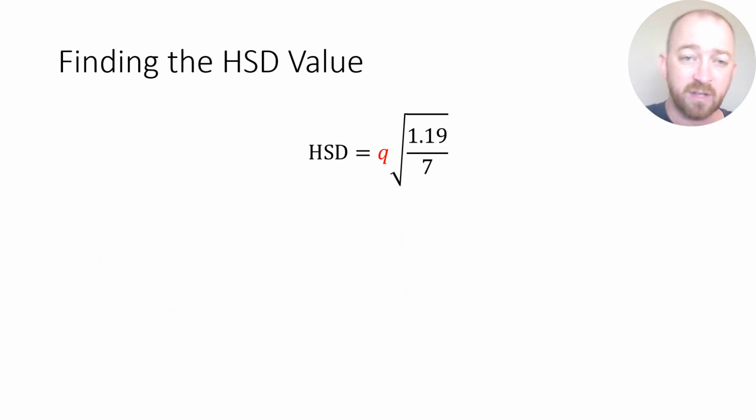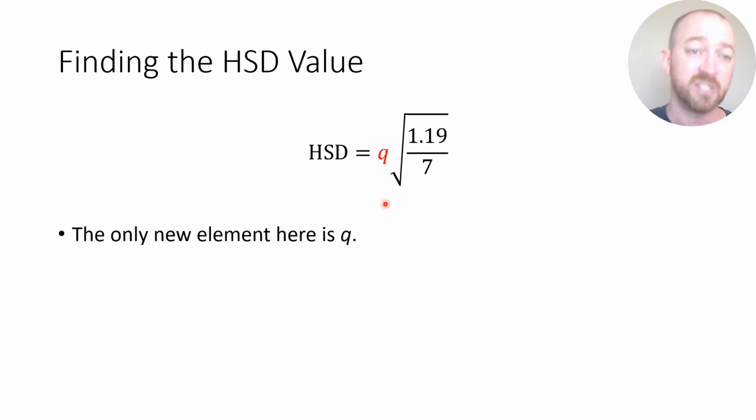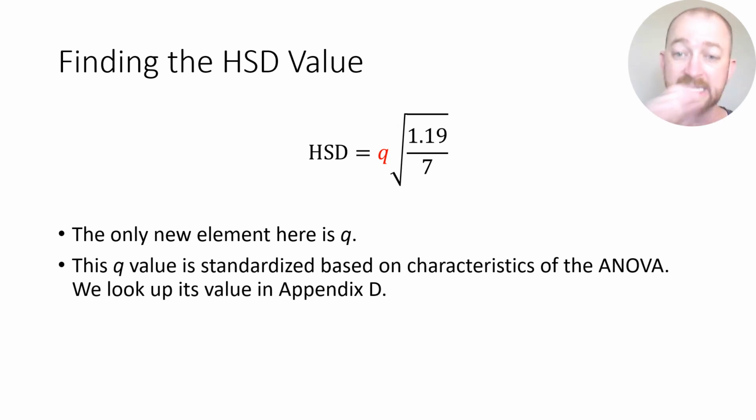So the last value then, as you can see here, I plugged in 7 because that's what it is in this case, and our mean squares within is 1.19. Now this Q value is new. We've not seen that ever before. The Q value is something that is standardized based on the characteristics of our ANOVA. In other words, it depends on the size of our groups and the number of groups at least, and the number of participants we have per group, or I guess it's really total in that instance.